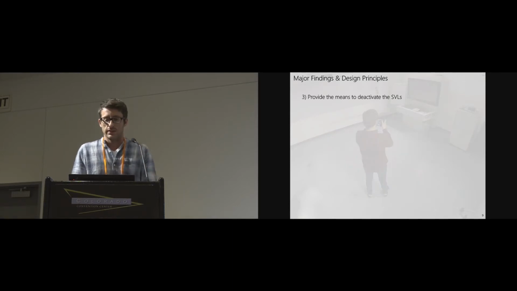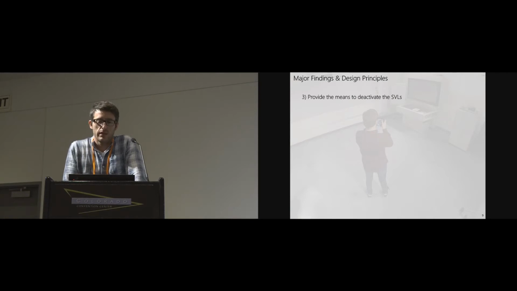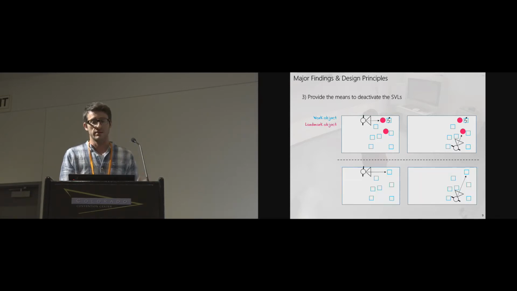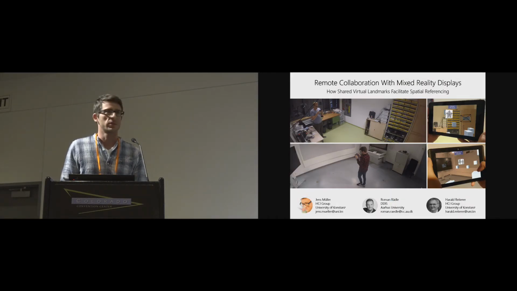And the third one, that's a bit of a limitation of landmarks, to be honest. We identified cases where the dyads could not see a target object because it was occluded by one of the landmarks. But the solution would be pretty simple in this case. We suggest providing the means to simply deactivate the shared virtual landmarks so that the collaborators can fully focus on the target objects. With this, I'd like to finish my talk, and I'm happy to take your questions.